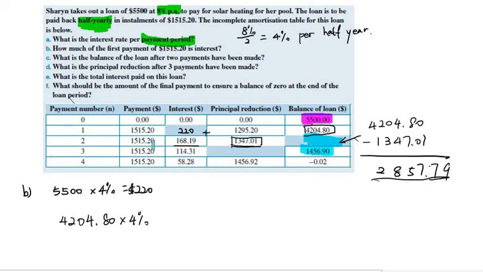Okay, and then the other way is we know that part of the payment is used for the interest and part of the payment is used for the principal reduction. So if we take the payment and subtract the interest, we will have the amount of money that is used to reduce the principal. So we can use both methods. It will give us the same result.